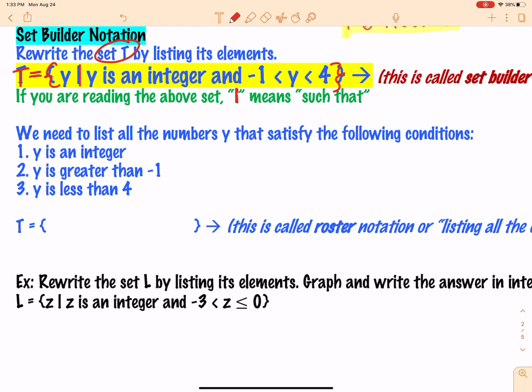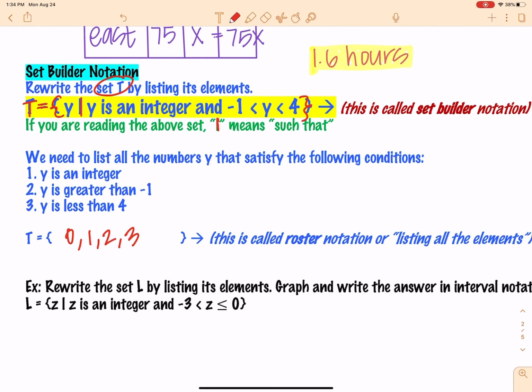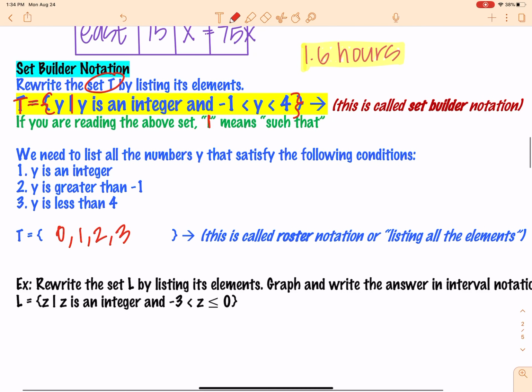So what does this really mean? I broke it down for you guys in the next section. It says we need to list all the numbers y that satisfy the following conditions. So it said it's an integer, so we're going to list all the whole numbers that are greater than -1 but less than 4. Numbers that are greater than -1 and less than 4 are 0, 1, 2, and 3. And again, these are in your curly brackets. So this notation is called your roster notation. Think of it like a roster of athletes, like you just listed all the elements in that set.